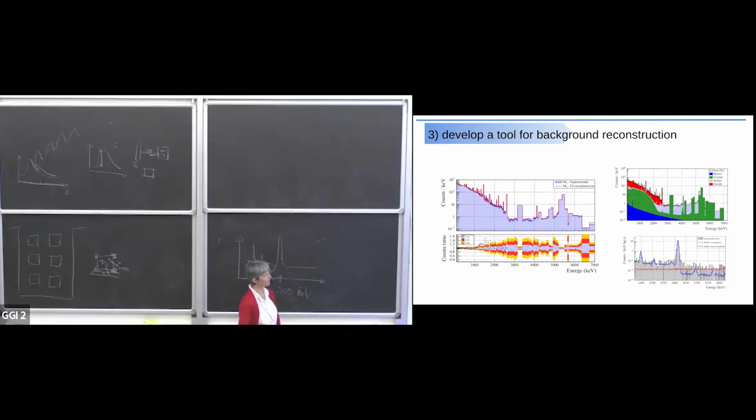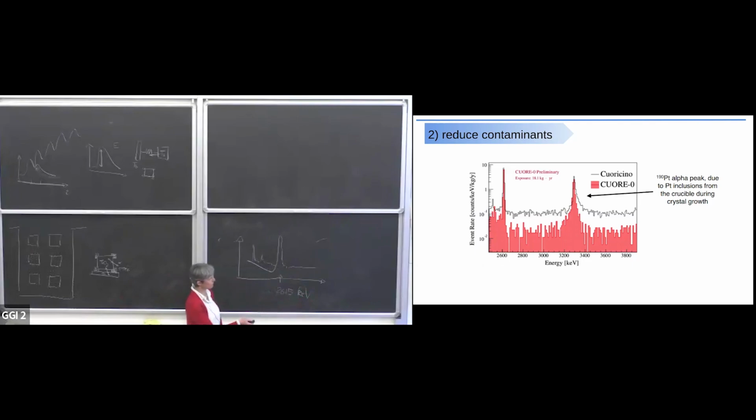And then the third step, once we have identified... the second step is... I think I made some mistake, and there's something missing here. In any case, the second step was not to describe the platinum peak, it was to reduce contaminants. And so what we have done is to change the polishing treatment of the crystals using radio pure components. The same for the copper.